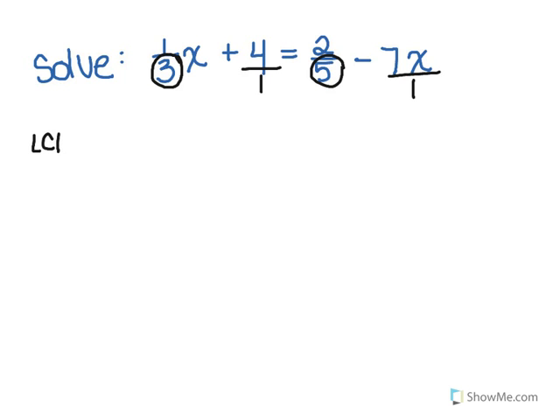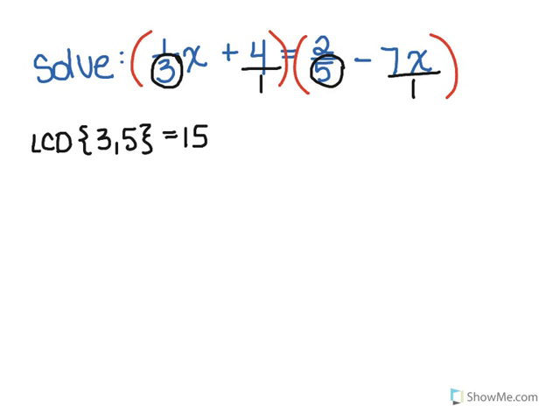So I look at those denominators and I want to find the least common denominator. The least common denominator for 3 and 5 is 15. Then I'm going to multiply everything in the equation by that least common denominator, which is 15. So I'm going to multiply everything on the left by 15 and everything on the right by 15.